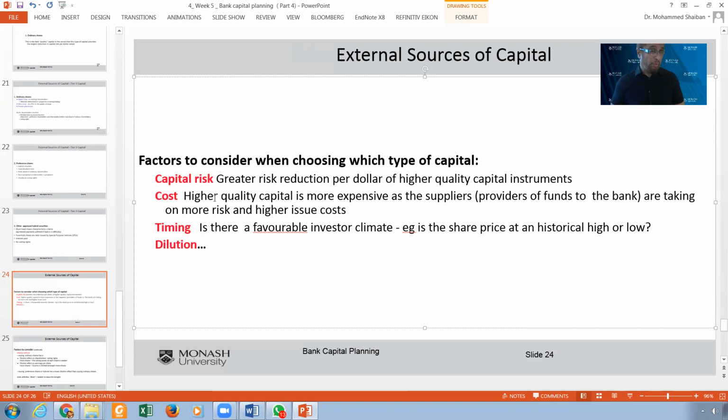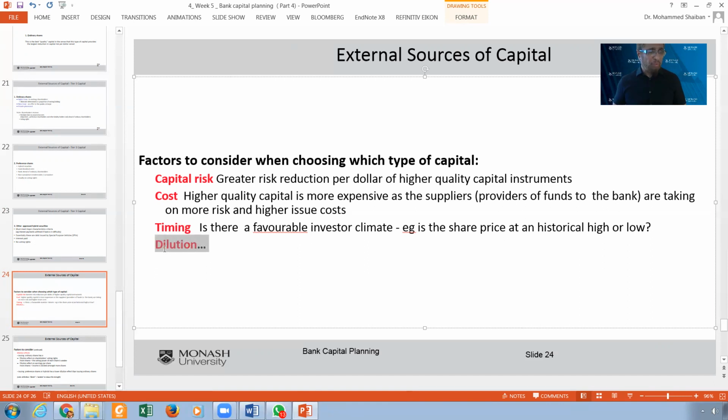And actually, you also have to look at the timing. What do I mean by timing? If the share price is very high, as I told you before, it's time now to issue more shares, and maybe we go with the common shares option. It's the best because my share price is very high and I want to take advantage of that. If it is low, it's a different issue.